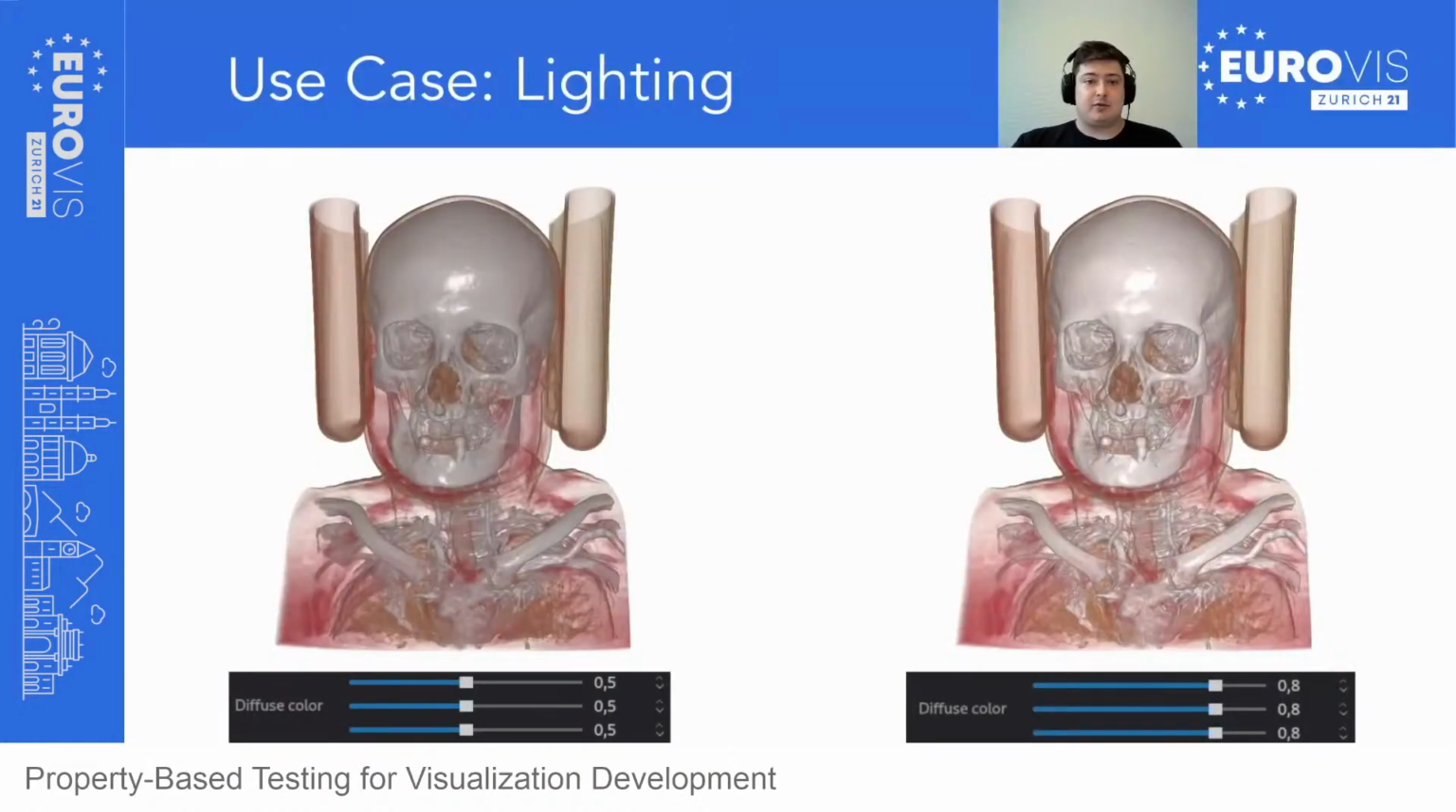So let's look at a few more use cases, how we could apply property-based testing in visualization. One example is, of course, lighting. In our clipping example, we've looked at the number of background pixels as an aggregated image metric. We could also think of things like just the average brightness or pixel-wise brightness of an image.